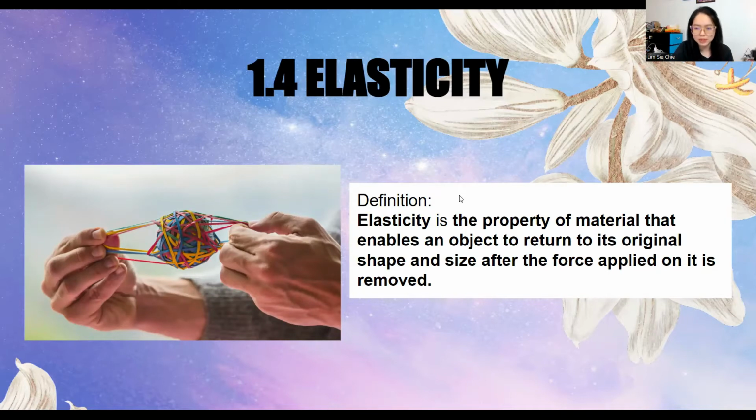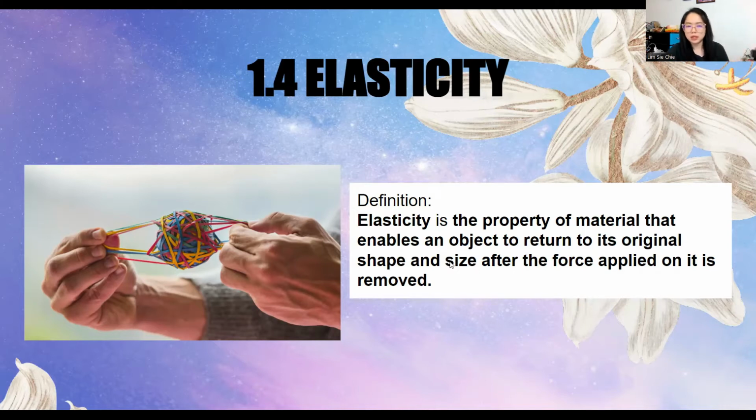So what is elasticity? Elasticity is the property of the material that enables an object to return to its original shape and size after the force applied on it is removed. Now here, when you write a definition, please make sure you have all the key terms that are needed. What are the key terms? The property of the material that enables an object to return to its original shape and size after the force applied on it is removed. So these are the key words: force applied, removed, return to its original shape and size. Please remember that.